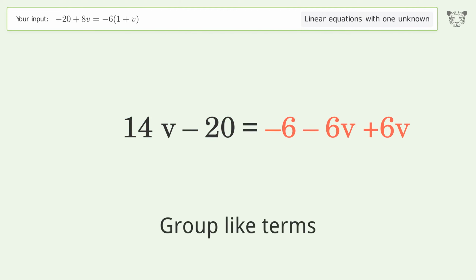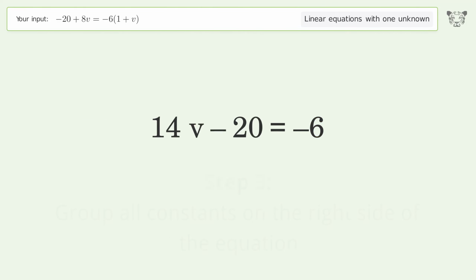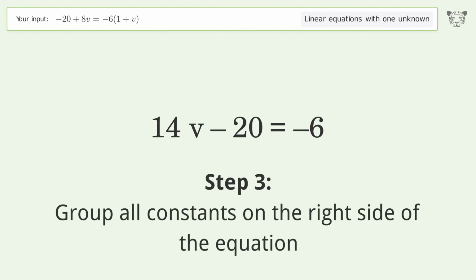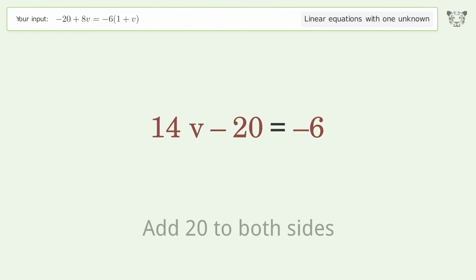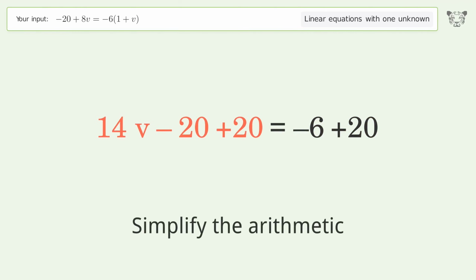Group like terms. Simplify the arithmetic. Group all constants on the right side of the equation. Add 20 to both sides. Simplify the arithmetic.